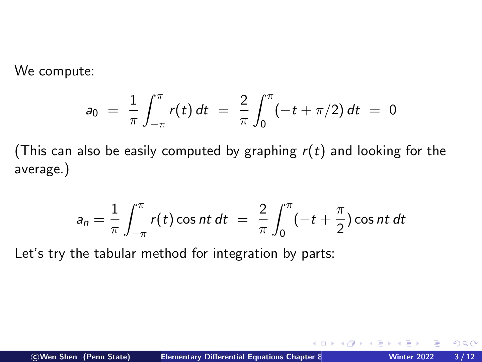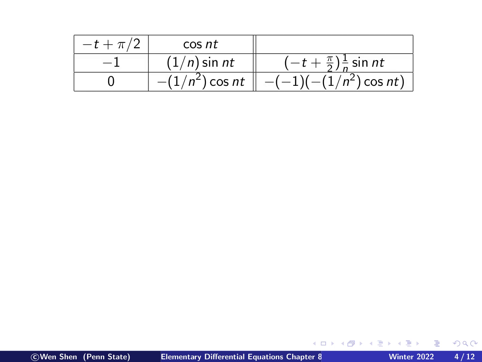Recall the tabular method we introduced in the last video, and let's try to use it to perform this integration. So here we set up the table with column A, column B, and the product column. In column A, we put the polynomial function, and then we differentiate it in t. Differentiated once, we get -1, and differentiating one more time, we get 0. Then we know we can stop.